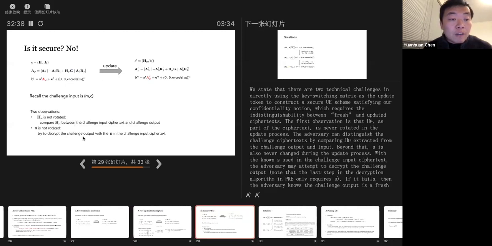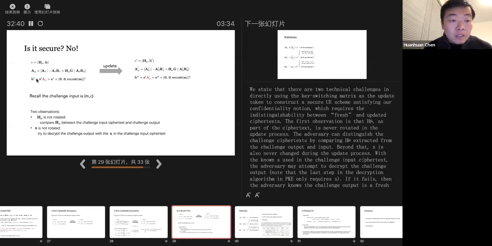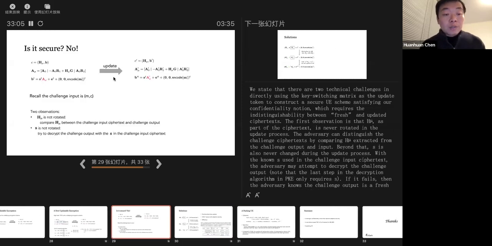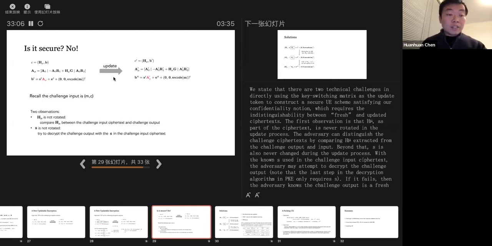If S is not rotated, we can actually use the same S to try to decrypt the challenge output ciphertext. If it decrypts, then we know that it is the fresh encryption. Otherwise, we know that it's the updated ciphertext of the challenge input ciphertext. So how should we solve those two disadvantages?